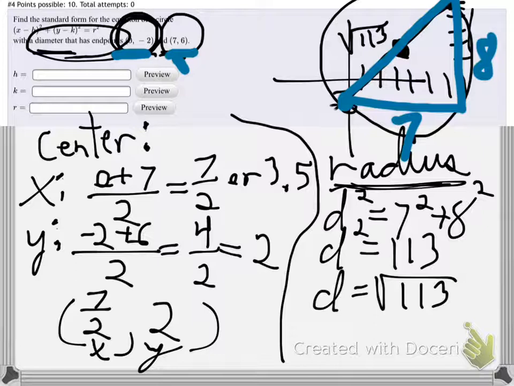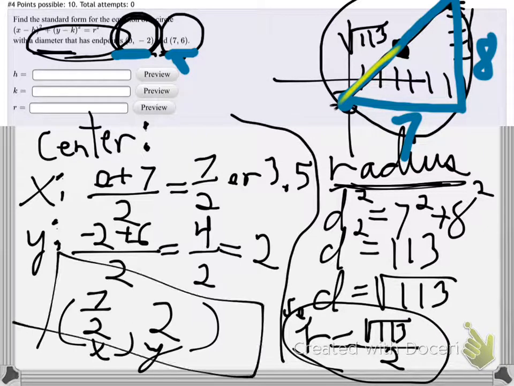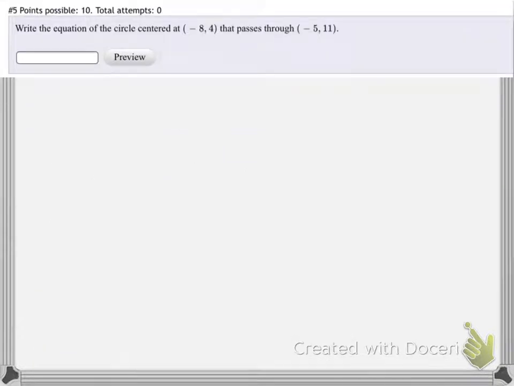But then we want to know what the radius is. But remember, radius is just half as big as the diameter. So we'll just say the radius is just take that square root of 113, divide it by 2, call it a day. So we got ourselves a center at 3.5, comma 2, and a radius of half of the square root of 113. And you can estimate that, the square root of 113 is 10 point something, maybe 10.5-ish. And then half of that, divided by 2, is whatever. Anyway, okay.